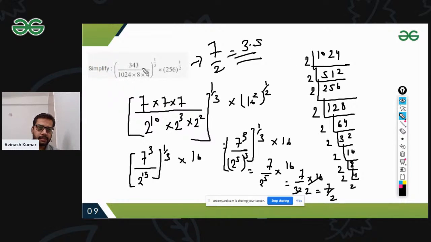Why did I configure it like this? See, the power is 1 by 3, so this 7 to the power 3 with 1 by 3 will cancel, and I tried to configure this as a cube so that it cancels out. This way, 7 by 2 is our answer.